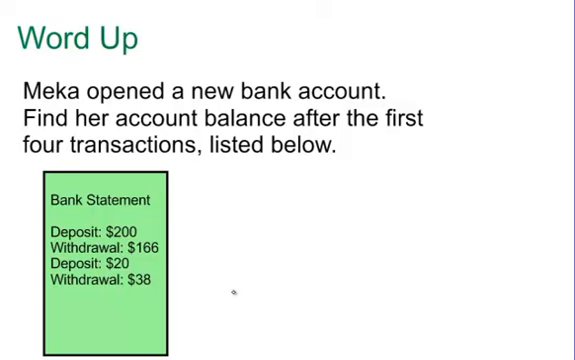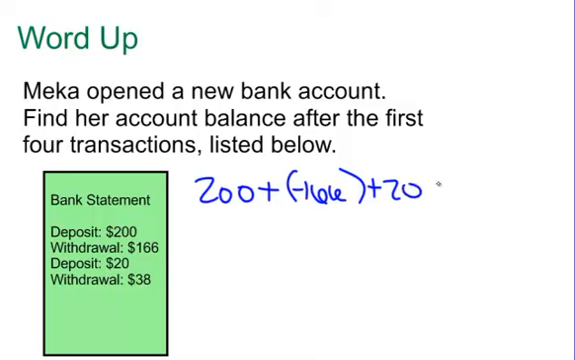Okay, welcome back. Mika opens a new bank account. Find her account balance after the first 4 transactions listed below. So here's her bank statement. Remember, deposits are positive, withdrawals are negative. So she had a deposit of 200, so that's positive. She withdrew 166, so that's a negative. Then she deposited another 20. Then she withdrew another 38, so that's a negative 38.